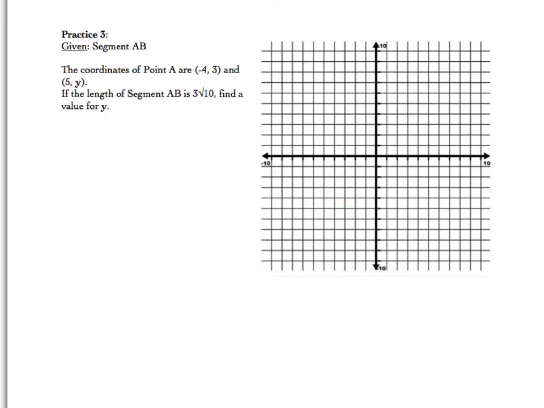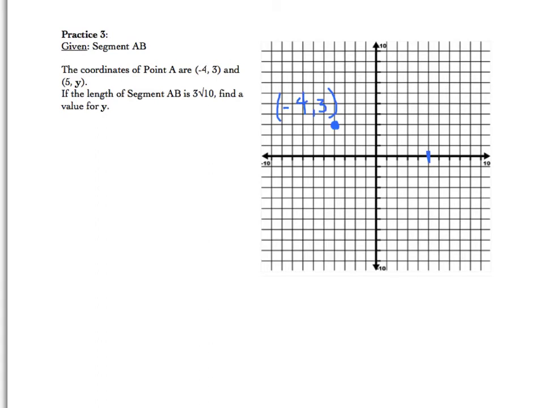In this last practice problem, you have a little bit of a twist. You were told that the coordinates of point A are negative 4, 3, and, oops, I forgot to label this. This is coordinate B, 5, y. So this is for a segment AB. You are given the length of the segment, and you are asked to find the y value. All right, let's go ahead and plot these. And that'll help us visualize what's going on.